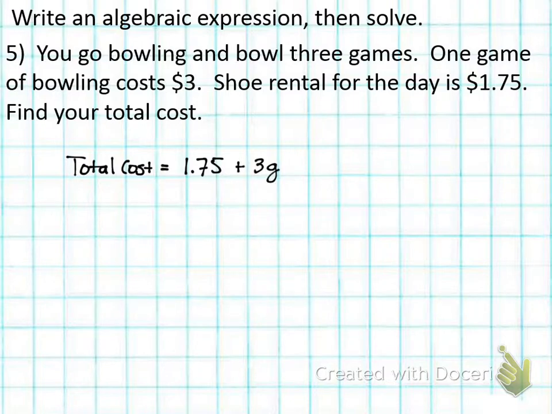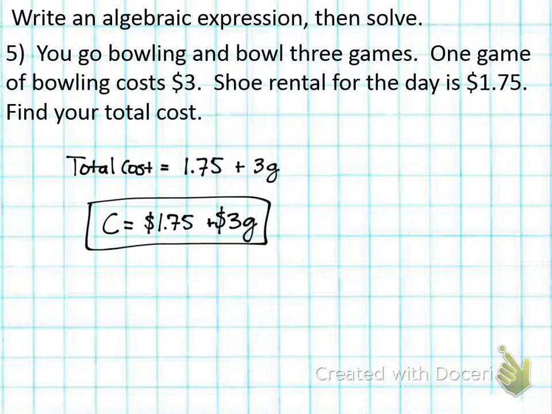So I'm going to use G as a game. Okay? So I'm going to pick a variable for cost. Let's use the variable of C for the total cost. Our total cost will equal $1.75 for the shoes plus $3 times however many games you play. That's your answer. Any questions on how you make an expression?